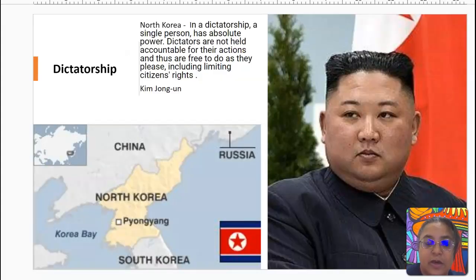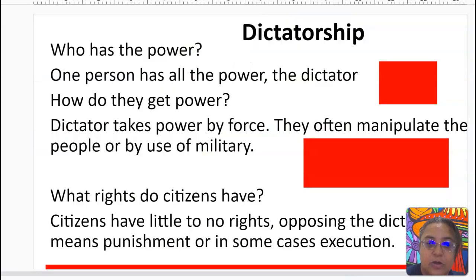North Korea: dictatorship. In a dictatorship, a single person has absolute power. Dictators are not held accountable for their actions, and thus they are free to do as they please, including limiting citizens' rights. Kim Jong-un is the dictator in North Korea.